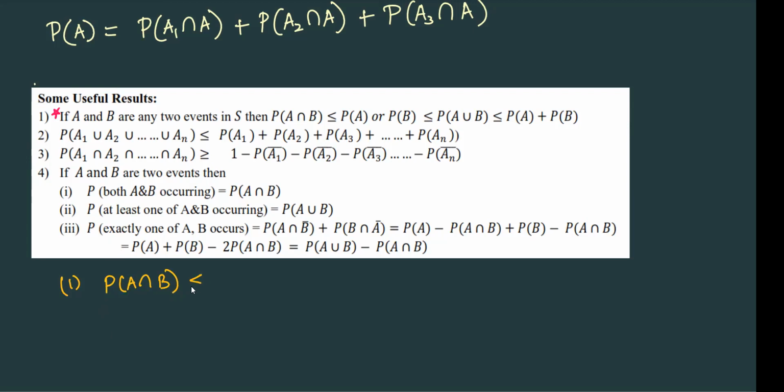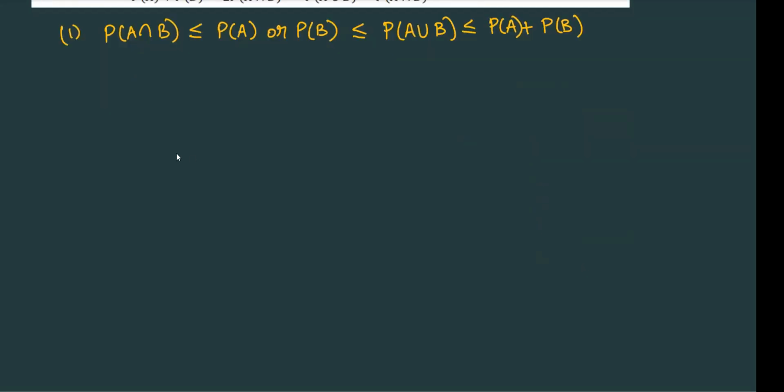P of A intersection B is less than or equal to P of A or P of B, which is less than or equal to P of A union B, which is less than or equal to P of A plus P of B. So let's look at this.